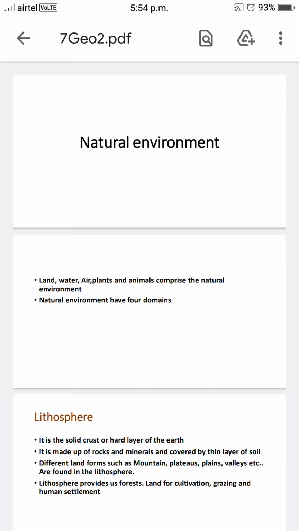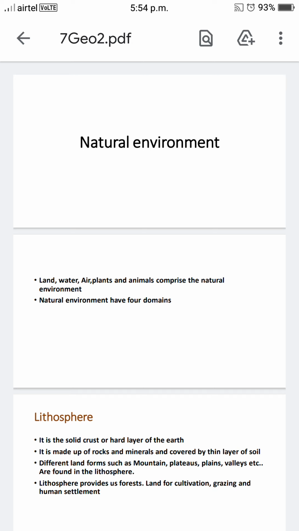Let's begin our today's geography class. In the last class, we just started the first chapter of geography, the environment, and we discussed the definition of the word environment and the different domains of the environment. Today we are going to give a detailed explanation of the four domains of the natural environment.